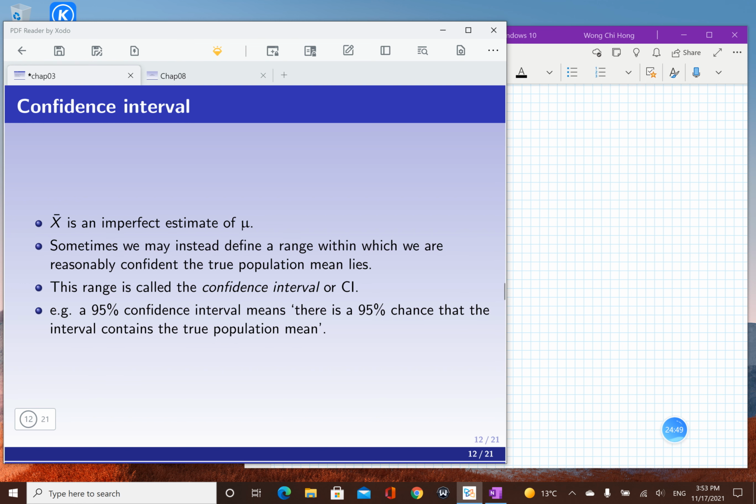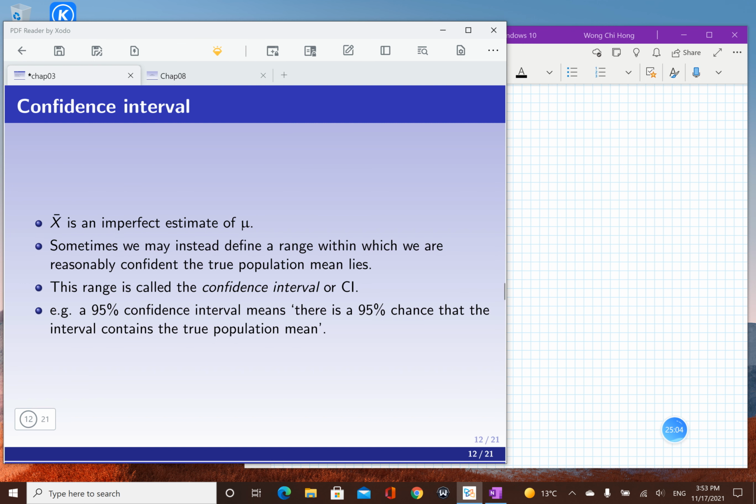But if you have a small range instead, there's a very narrow gap there. It means your mu will be less likely to be in there. So why don't we just have a very wide range?